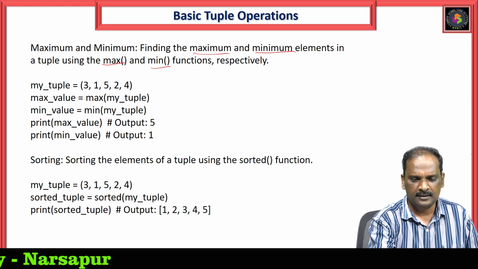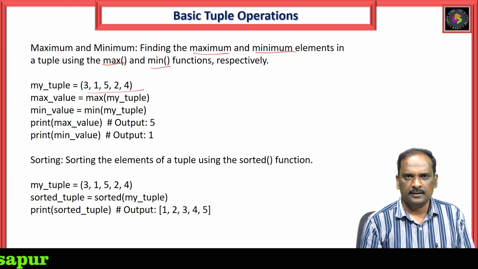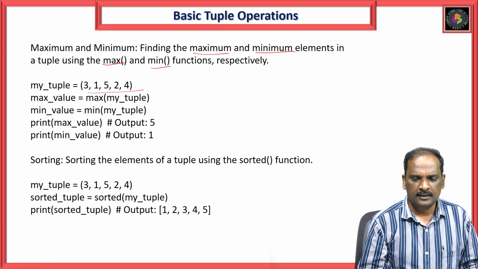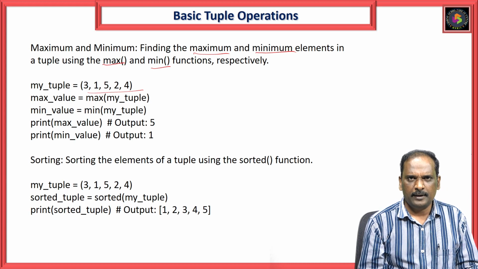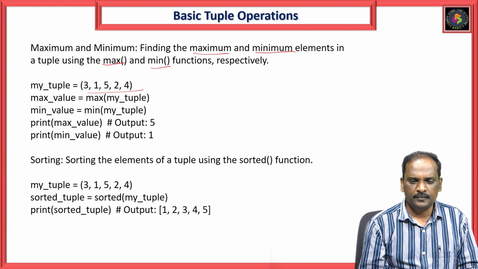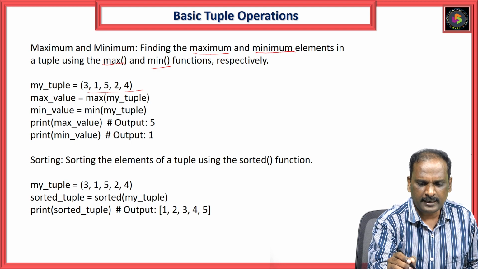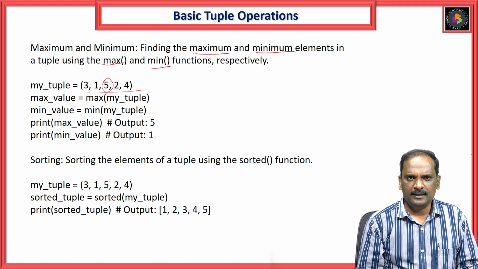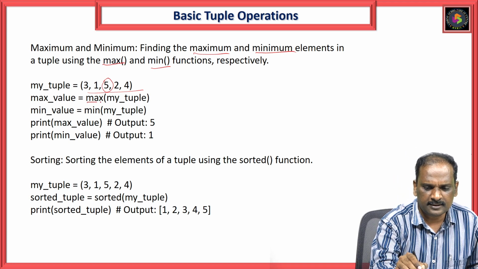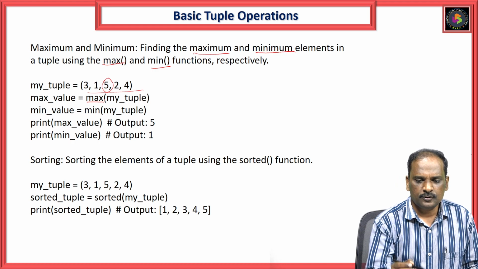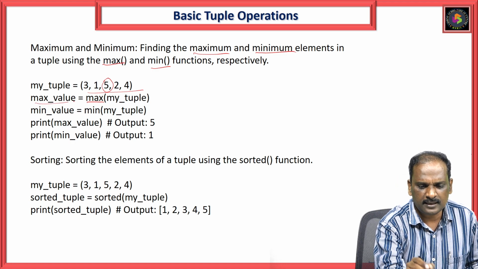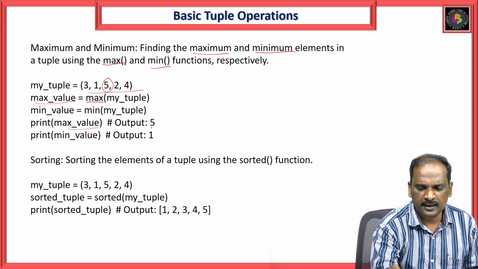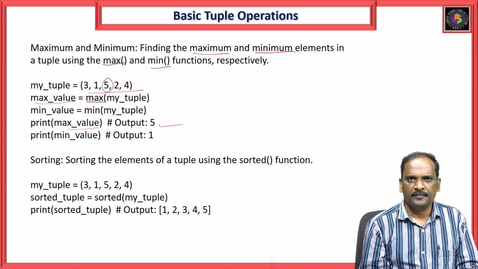Now here is an example. My tuple is containing these elements 3, 1, 5, 2, 4. Now in this tuple there are 5 elements. So which is the maximum element? Maximum value is 5. How will I get the maximum value? By applying the max function. So I am storing the return value of the max function in the max value variable. When I print the max value, here you can observe that the maximum value is 5.